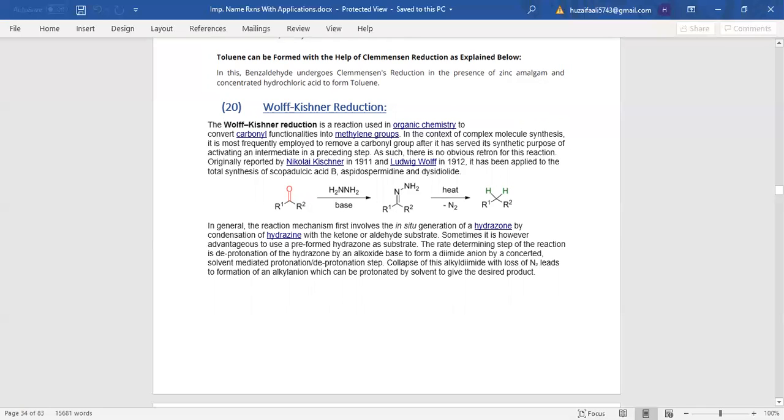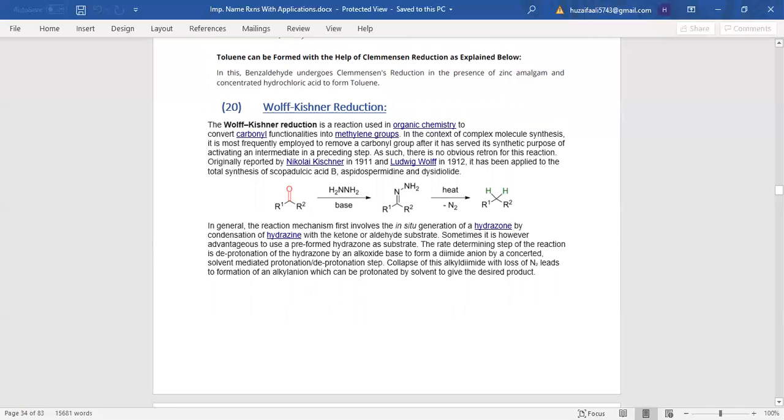Wolff-Kishner reduction. The Wolff-Kishner reduction is a reaction used in organic chemistry to convert carbonyl functionalities into methylene groups. In the context of complex molecule synthesis, it is most frequently employed to remove a carbonyl group after it has served its synthetic purpose of activating an intermediate in a preceding step. As such, there is no obvious return for this reaction, originally reported by Nikolai Kishner in 1911 and Ludwig Wolff in 1912.